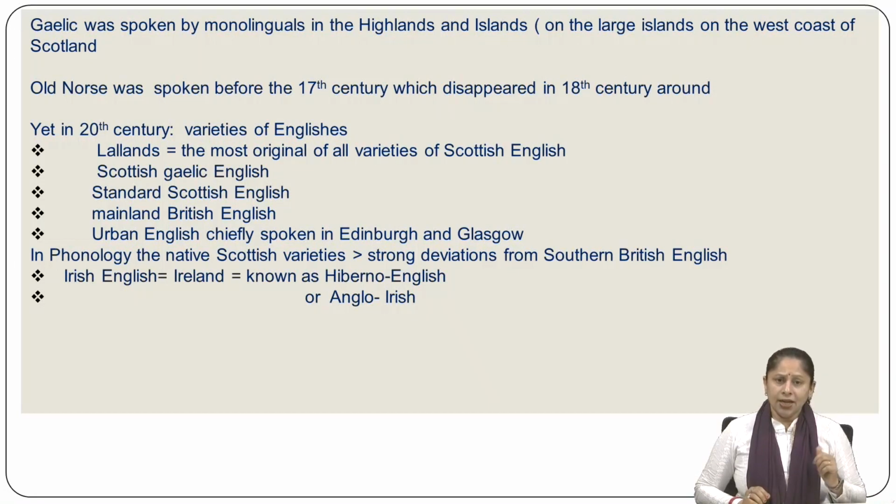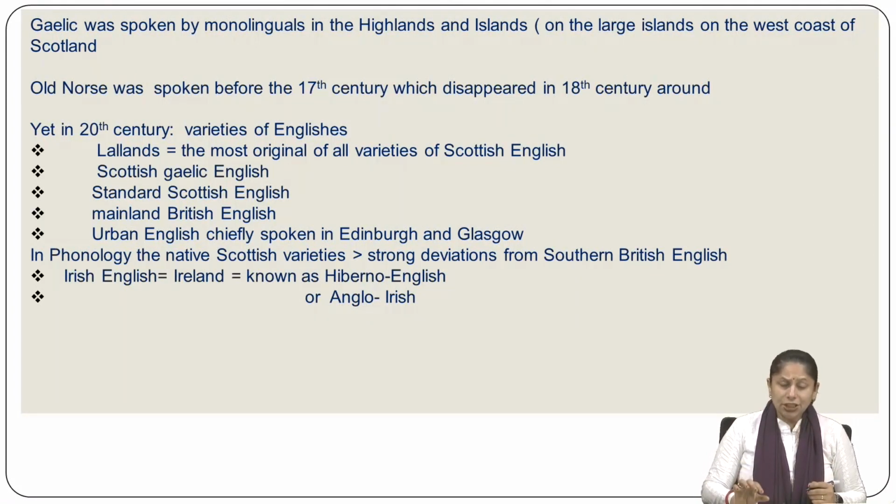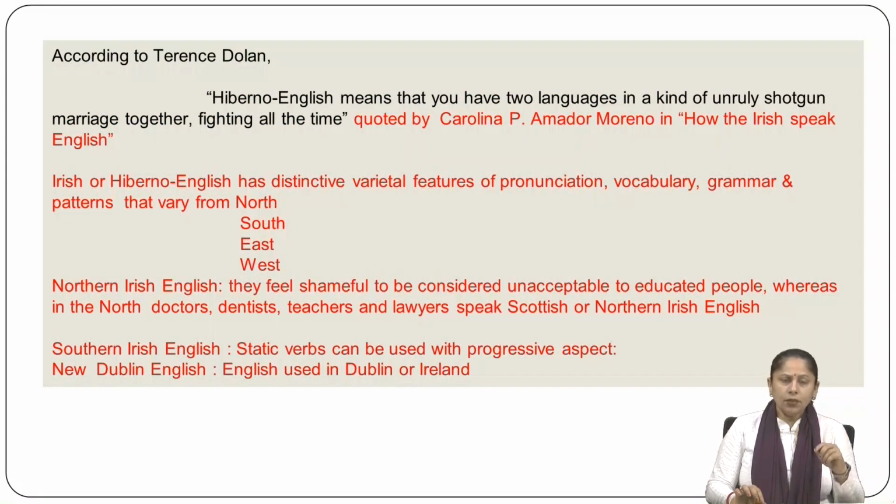Irish English, English of Ireland, is known as Hiberno English or Anglo Irish. So both these, Irish English and Scottish English, Southern, Northern, all these are the different kinds of varieties of Englishes that we are discussing right now. Look, there is a quotation that you have to remember just for the sake of understanding clearly.